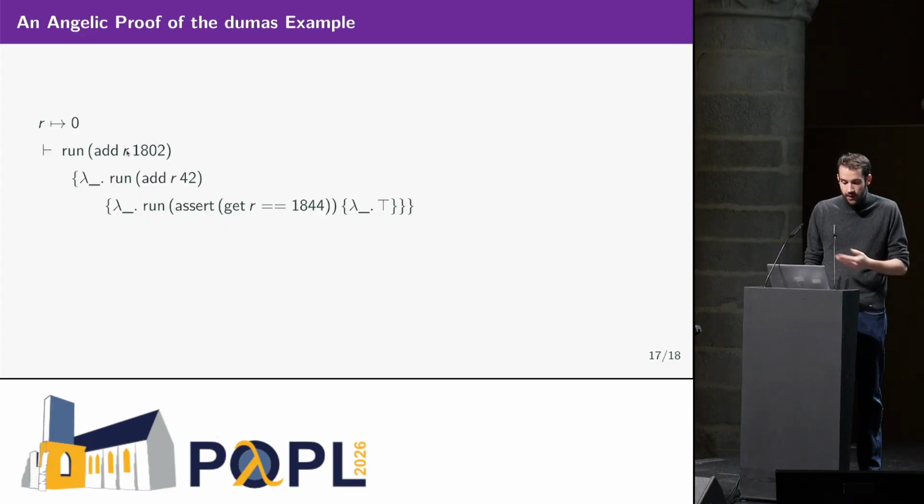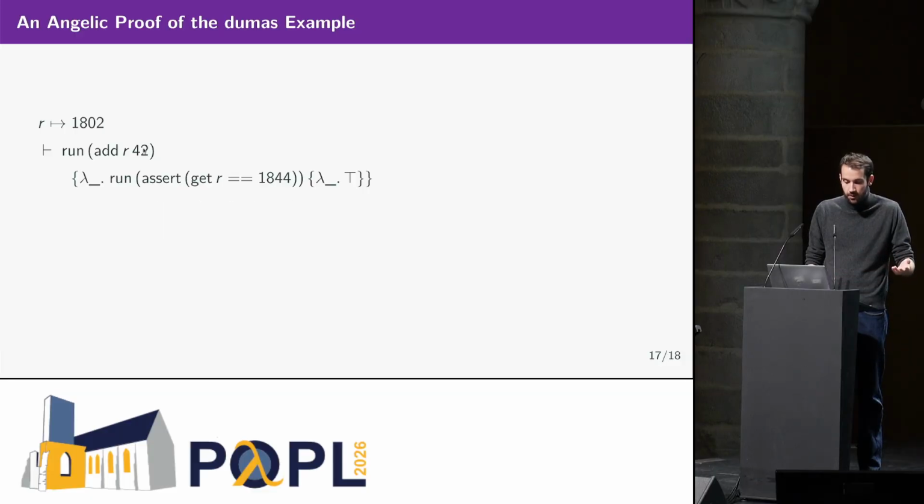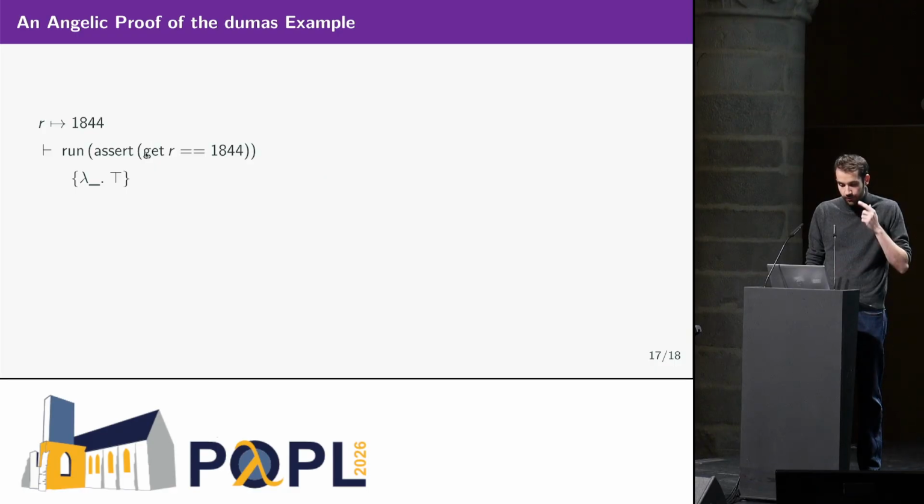So we verify first the addition of 18.2. It updates the points-to assertion, as you can guess. Then we verify the addition of 42. It again updates the points-to assertion. And then, trust me, the rest of the proof goes through.